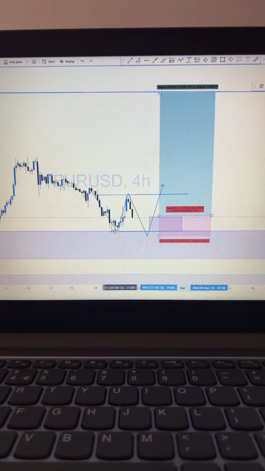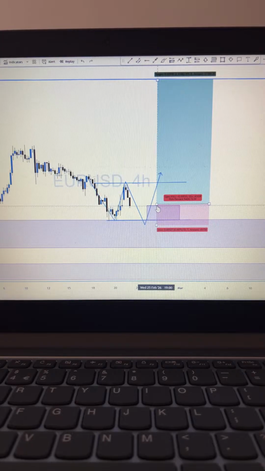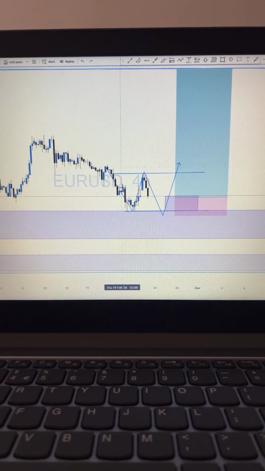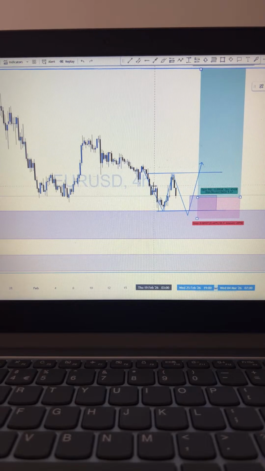All right, so this is it. But once I get a change of character here to the upside, I'll go down to lower time frame and refine my entry in a way that my stop loss gives me at least 1:10. My risk to reward should give me at least 1:10. That is the kind of take profit and stop loss I'll be looking for. I will refine it to a very low time frame. This is how I want to trade this trade right here. This is what I'm looking for on EUR/USD.